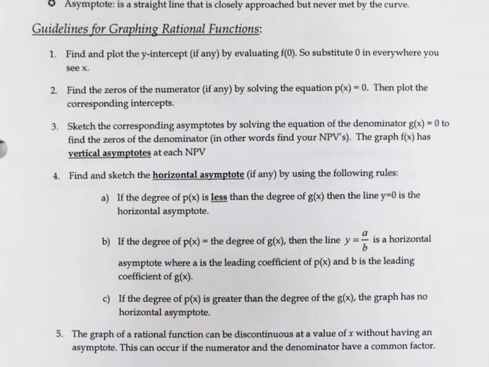If you're doing calculus right now and you want to use limits to prove it, where x is approaching infinity of the limit, you can. That's fine. I will do that if that makes more sense to you. If you're not taking calculus, you've got to follow these rules. B, if the degree of the numerator equals the degree of the denominator, then the line y equals a over b is your horizontal asymptote. Those are the leading coefficients of p of x and g of x. And we'll do an example with those, so that'll make sense.